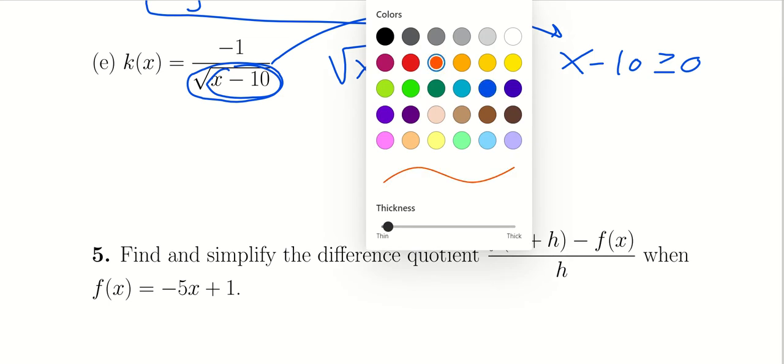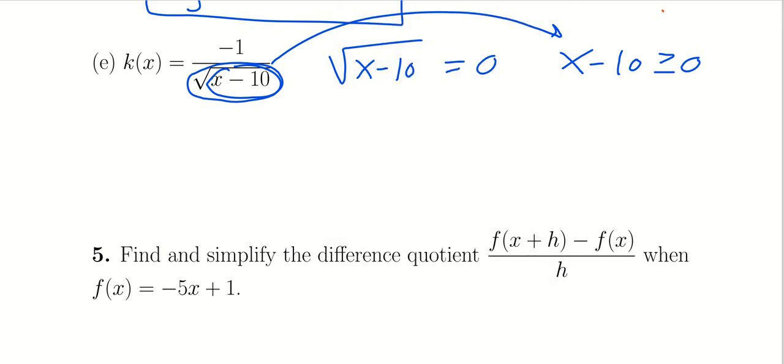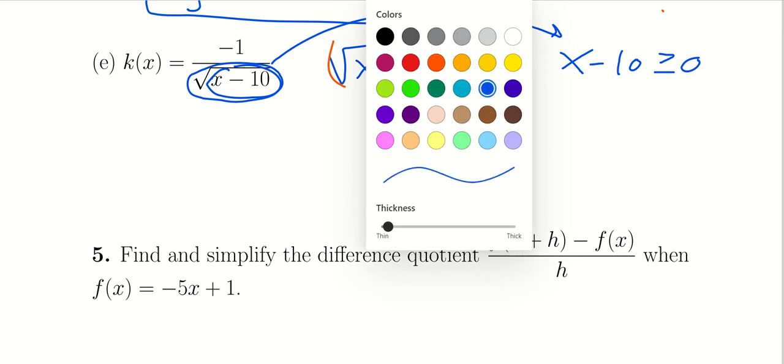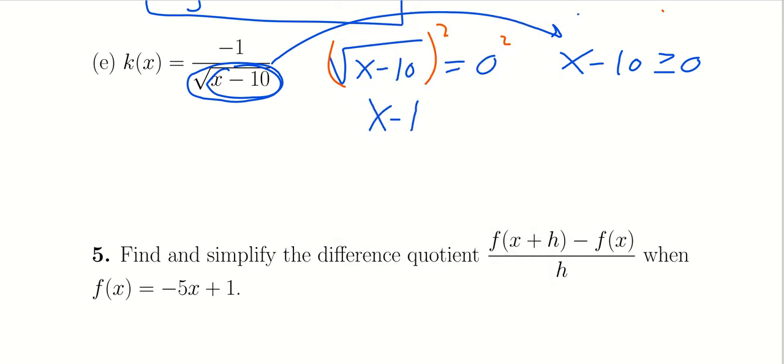We're now going to solve each of these expressions individually. For the first one, to get the x by itself, we can just square both sides. This would say that x minus 10 equals 0. We add 10 to both sides, and we get that x equals 10. Now that value, x equals 10, is a number that would make the denominator equal to 0, and so that will not be in the domain of this function.